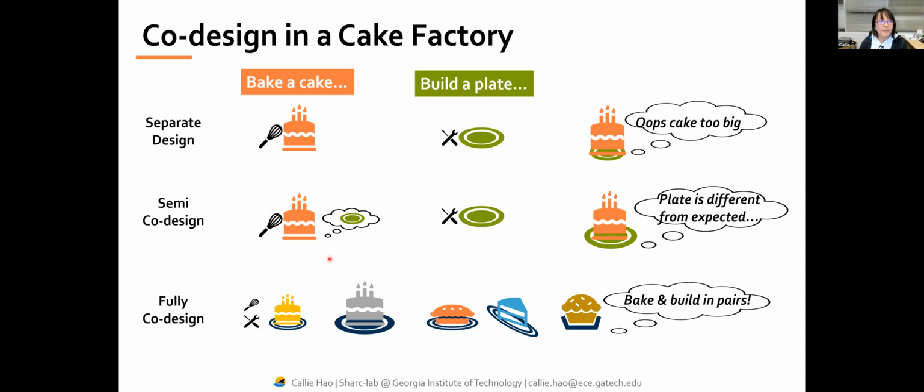Let's refresh our memory using this cheesecake factory. What is a true co-design? Here, we want to make everything in pairs, right? We want to bake a cake and build a plate in pair. Bake a cake, make the plate in pair. This is one pair of solution. This is another pair of solution. So this is what we have in mind. This is called fully co-design.